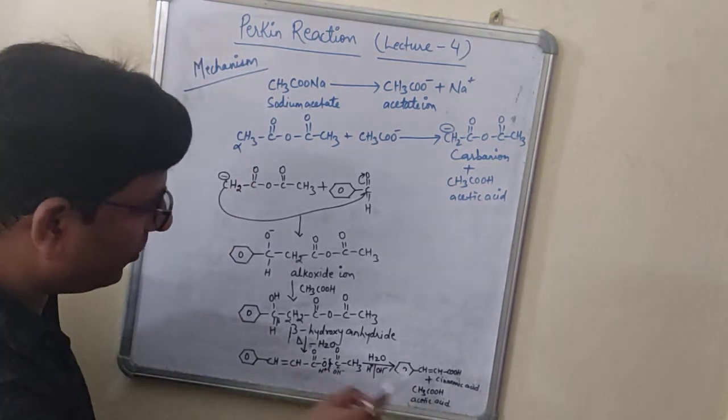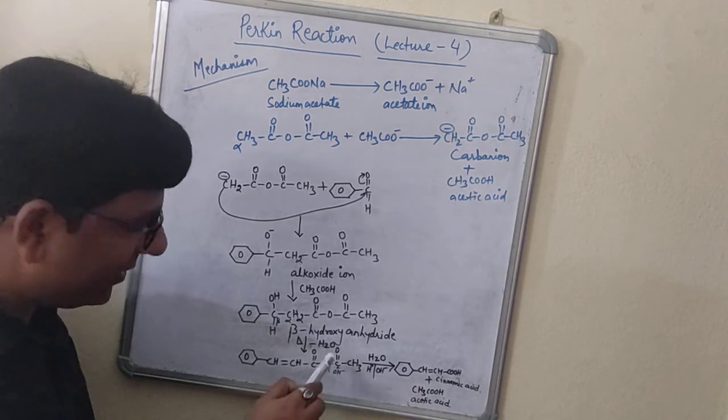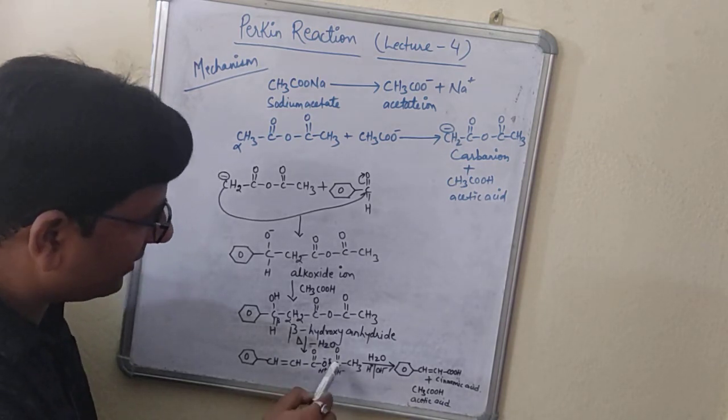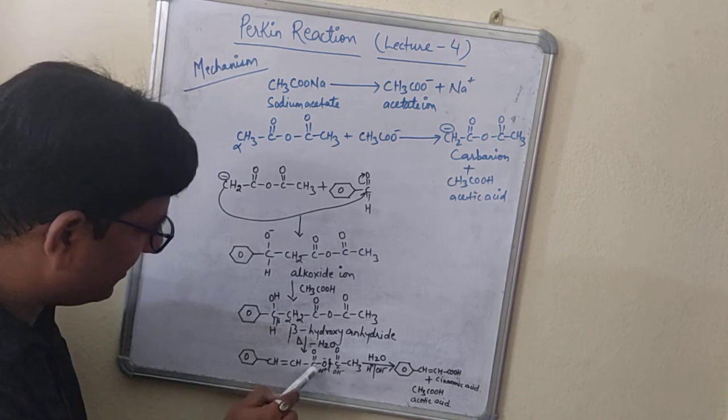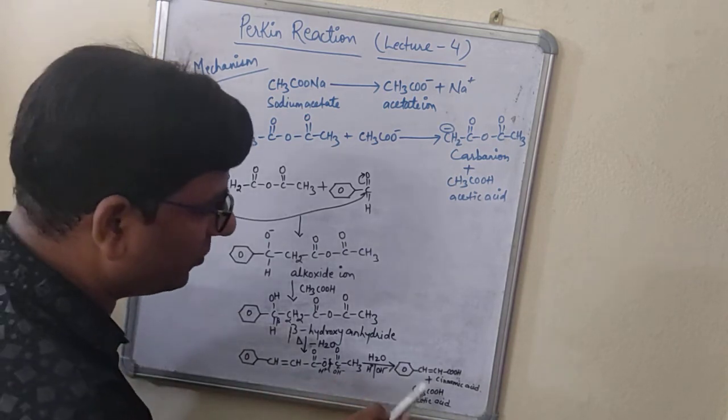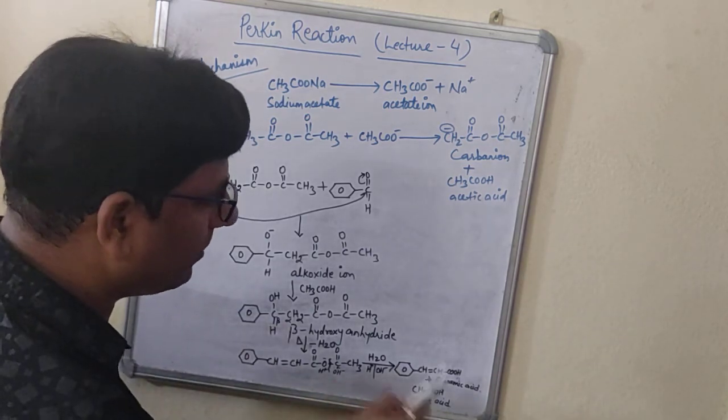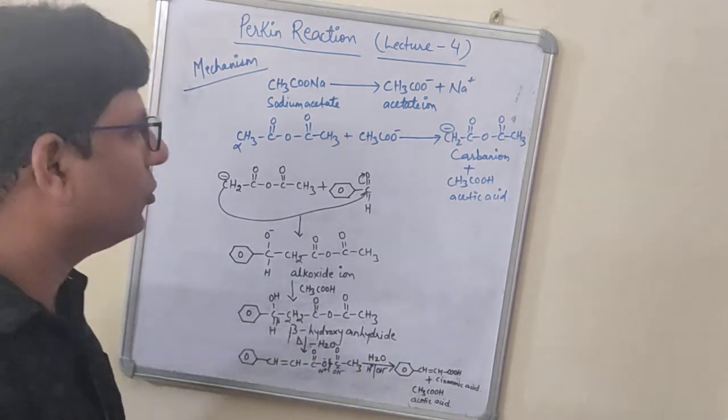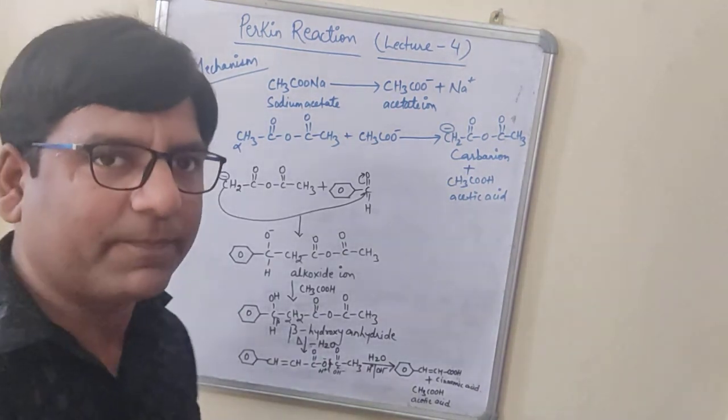Okay, we have got two products because we have broken this bond, and when you are breaking this bond, this is a separate entity and this is a separate entity, means you are getting the two products. This is the main product, this is the byproduct, acetic acid. So hope you have understood this reaction, students.